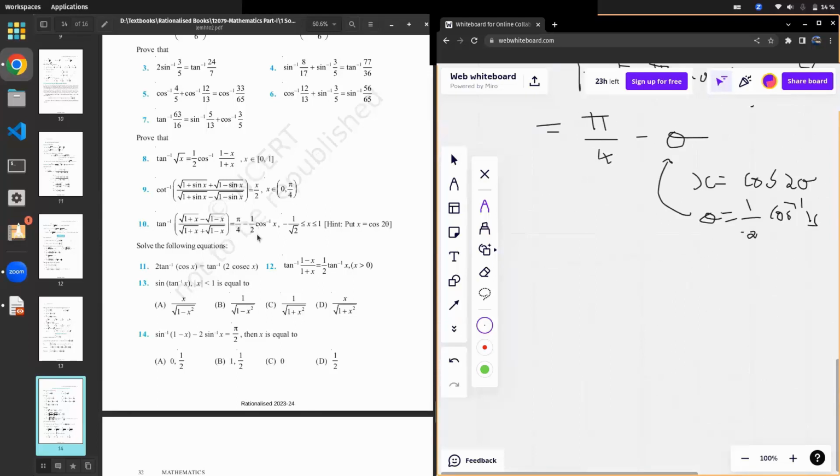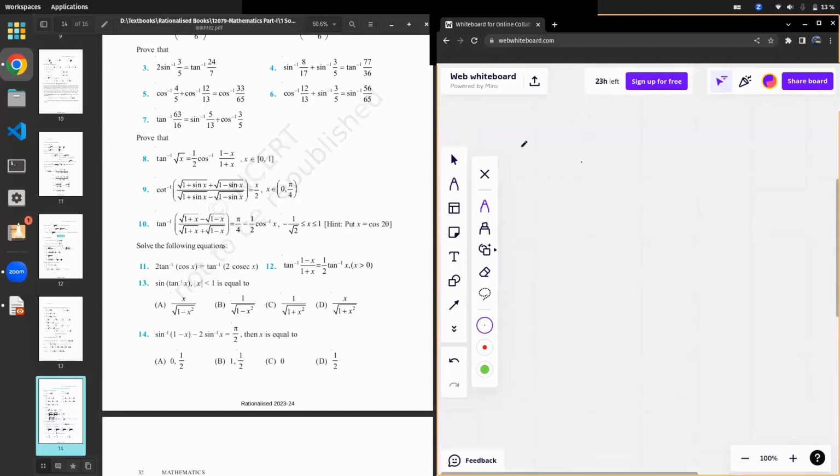So we move to the next question. In the next type of questions, we have to solve the equation. That means we are given that two expressions are the same, and we have to find the values of x for which the equation will hold. So we'll do the 11th now.